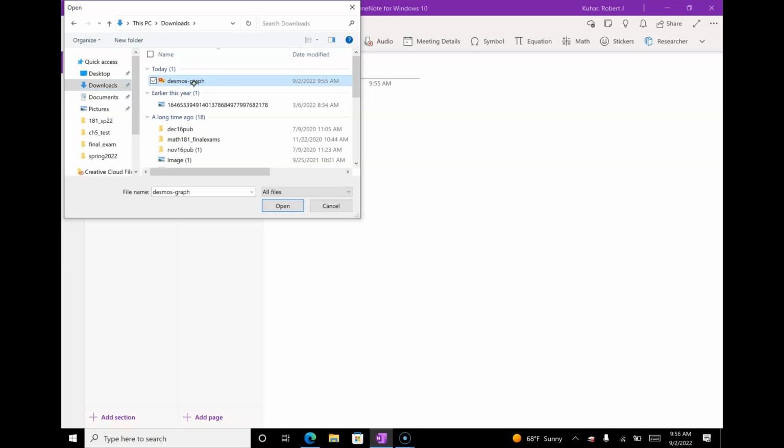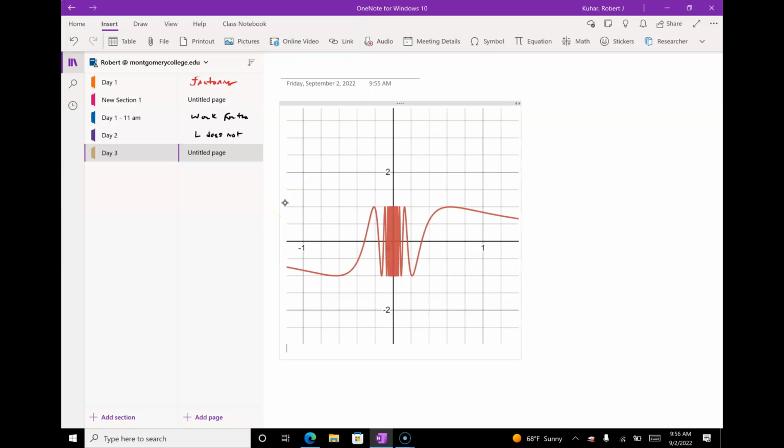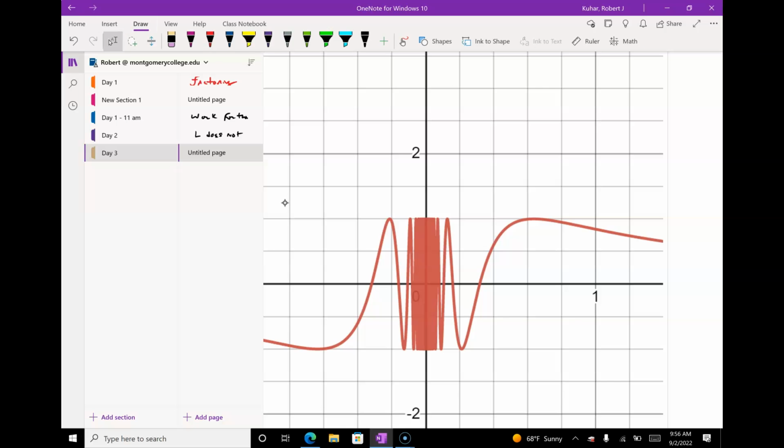Desmos graph. Open. Nice. If I draw on here an epsilon, like here, even if I pick the smallest possible delta, do you see that there's points of the curve within that delta that are not on the board? Yes. So it doesn't exist.